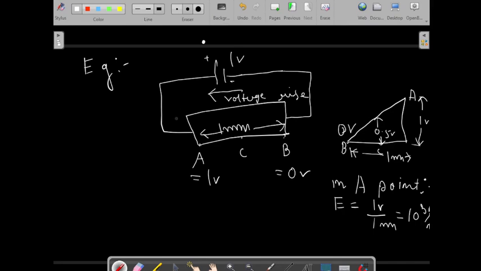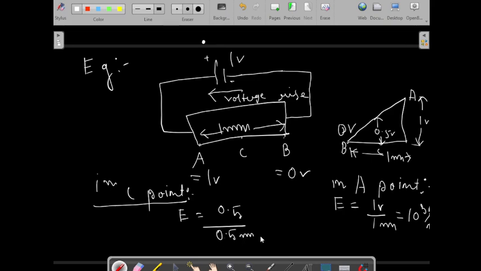Now in C point, the value of E is 0.5 volt by 0.5 mm, or 0.5 divided by 0.5 into 10 to the power minus 3. So 10 to the 3 volt per meter.